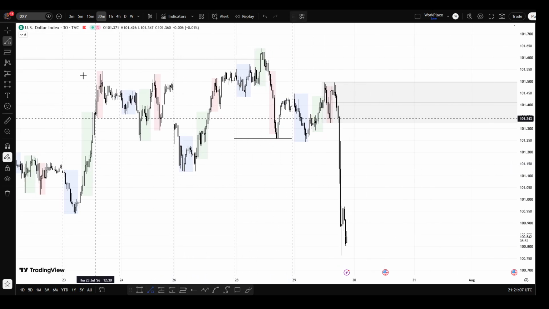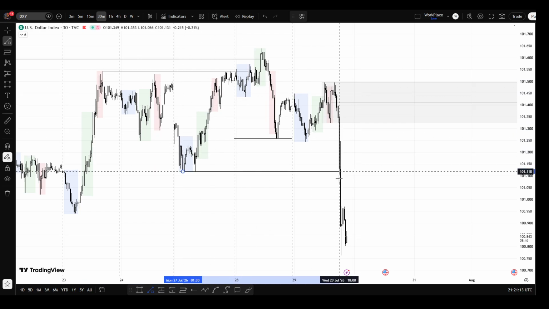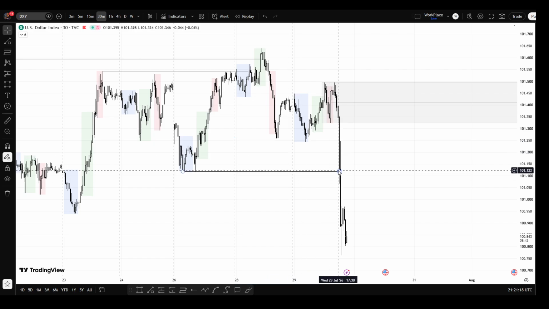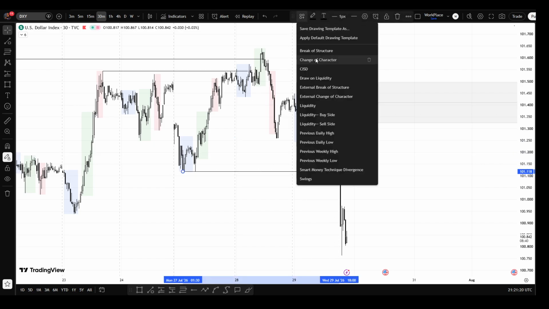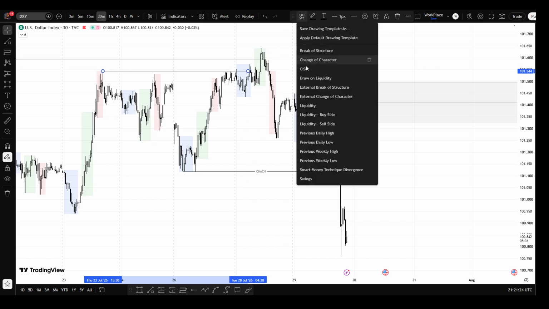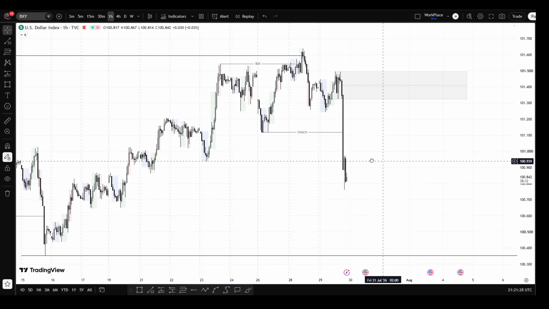On the 30 minutes time frame, you can see we had this break of structure to the upside here. And then we're having this shift here to the downside. So this is our break of structure to the downside. And this was the break of structure to the upside. Okay, so let's go up to the 1 hour time frame.